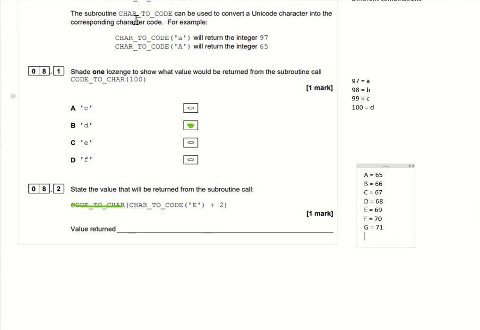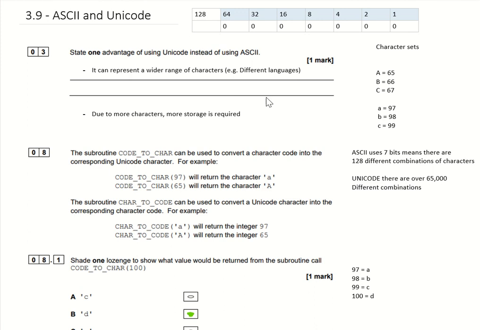So we've done the char to code, and then what it's asking you to do is turn that back into its character using code to char. So code to char of 71 is G. So the answer to this question is nice and simple. It's uppercase G. Okay, lowercase g there would not get you the mark. It has to be uppercase G. And there we go. So that is the explanation of ASCII and Unicode and how to answer those types of questions in the exam.